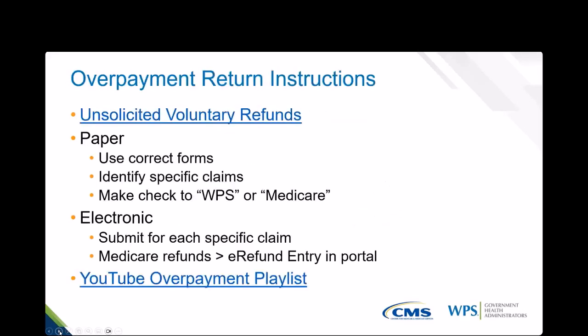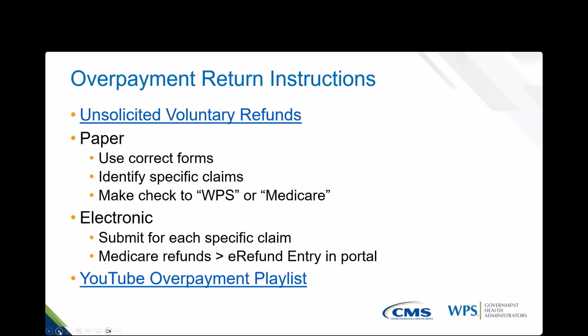So on this slide here, we have overpayment return instructions. And we wanted just to kind of bring your attention to this. We have an article, and it's linked out here for you, on unsolicited voluntary refunds. So this is where you're identifying the fact that there should be a refund back to Medicare, as opposed to Medicare itself identifying that there is a refund. You can submit on paper. There's forms out there that you can use. You want to identify the specific claims, and then you want to make the check to WPS or to Medicare.